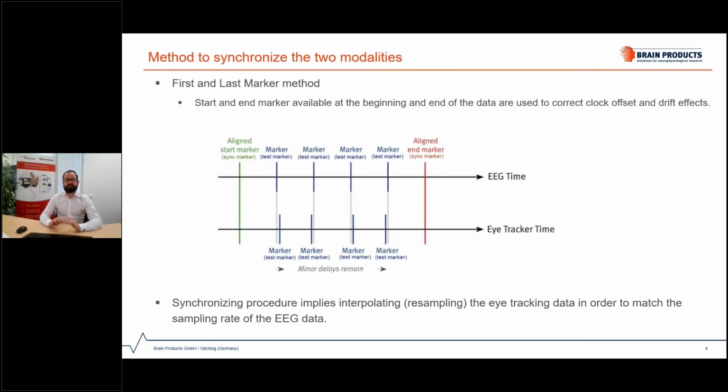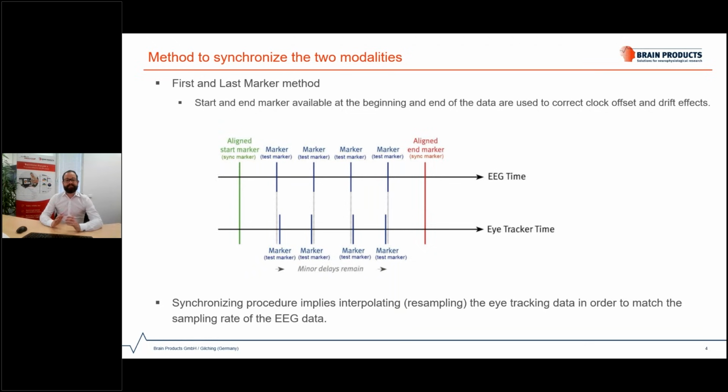Okay. And then just to mention again, the synchronization. This is, of course, the main part of the channels module. It uses the first and last marker method. So that means we need the start and the end marker at the same time in both of the recordings. And the nice thing of having both the start and the end marker is that we can correct for both clock offsets and drifts between the two devices.